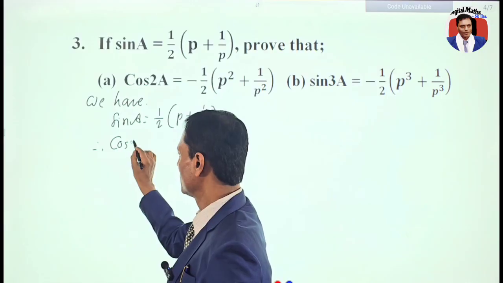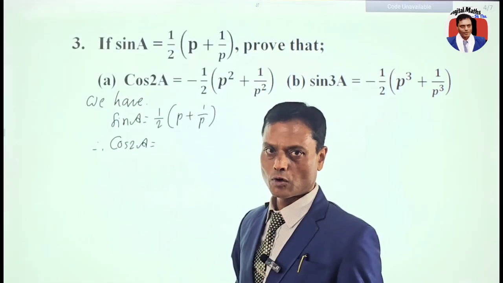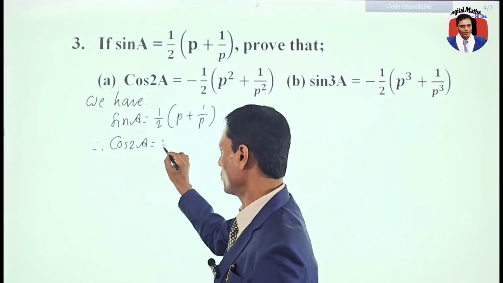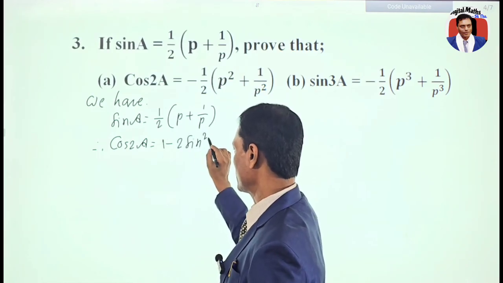Therefore, cos 2A, just write the formula of cos 2A in terms of sin, so that is 1 minus 2 sin square A.